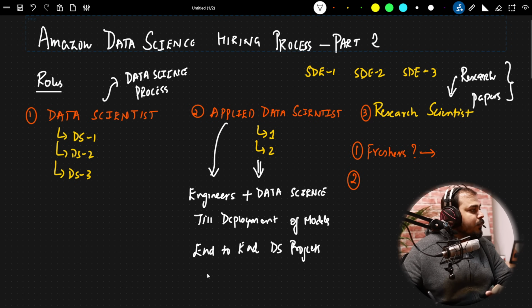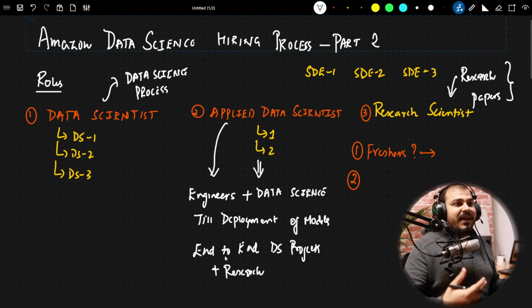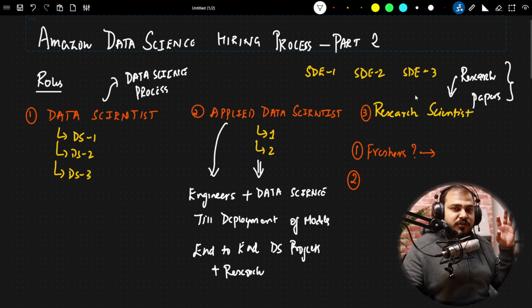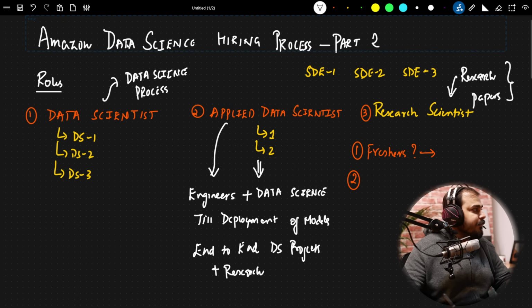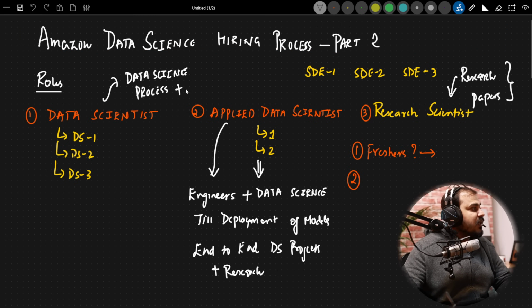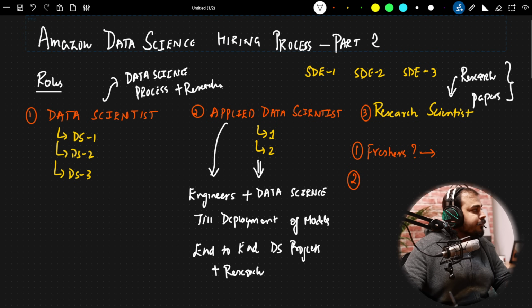Applied scientists will also be doing research. So here we are also going to basically write the research part, because they also will be writing research papers if they come up with something amazing. But research scientists will be specifically related to the research part. Here, if I talk about data scientists, they will also be including the research work, and they may also write a research paper.